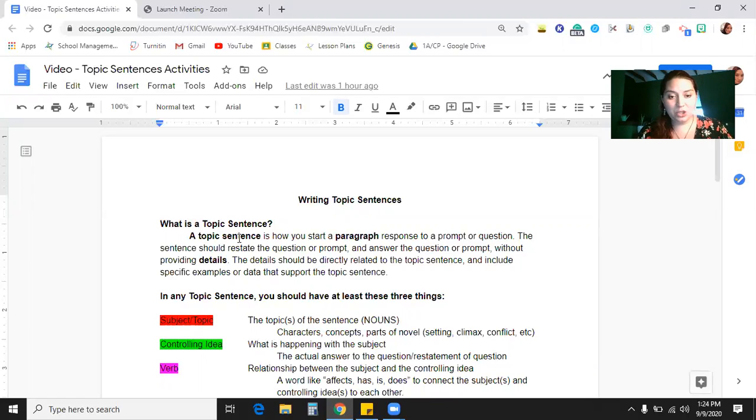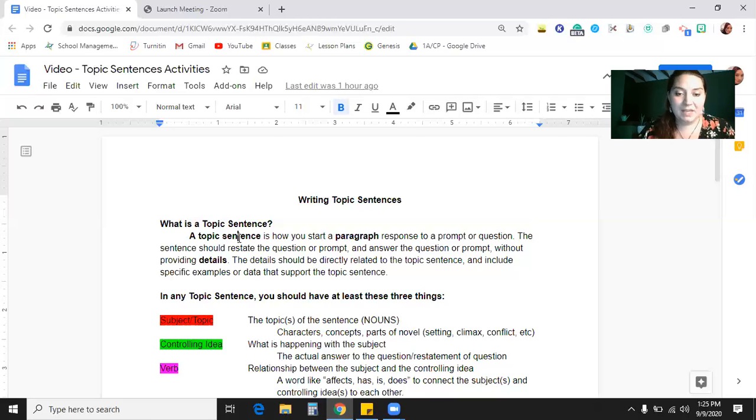So a topic sentence should restate the question or prompt you're given and should answer the question or prompt without providing too many details. The details that come later in the paragraph will be directly related to the topic sentence and should include specific examples or data to support that topic sentence. So really you're setting yourself up to answer a question in greater detail when you write a topic sentence.